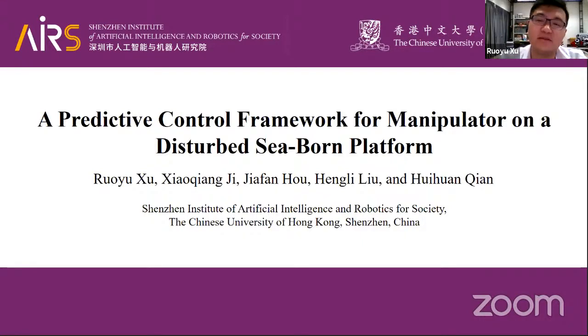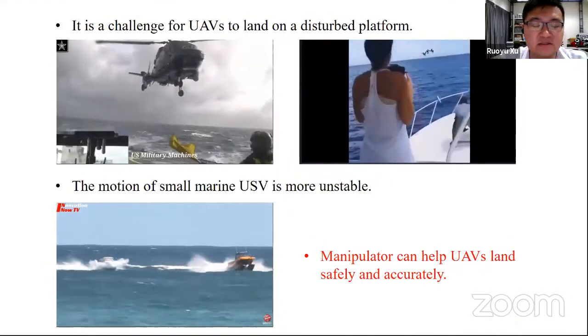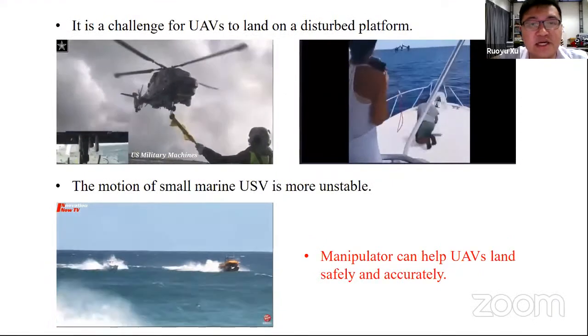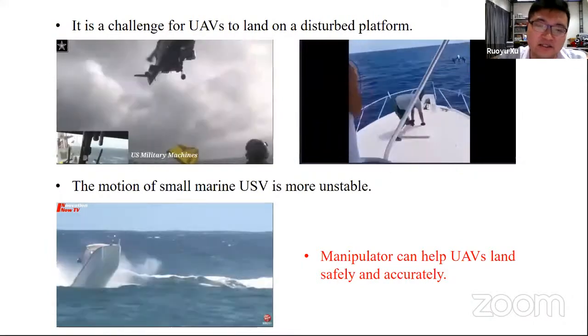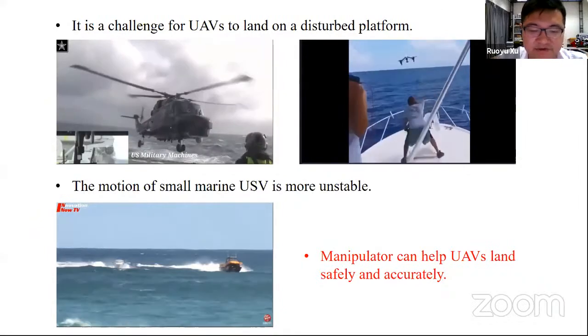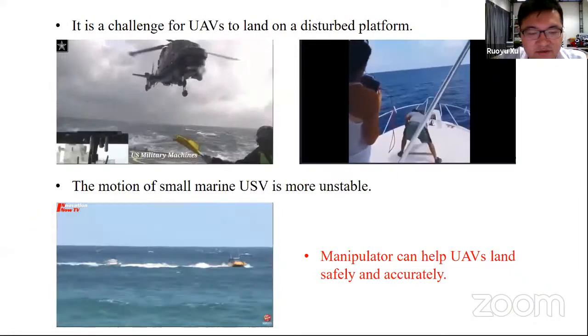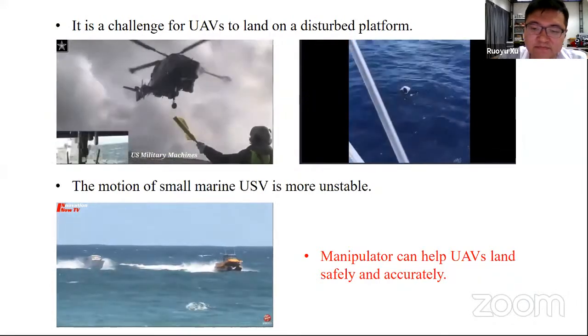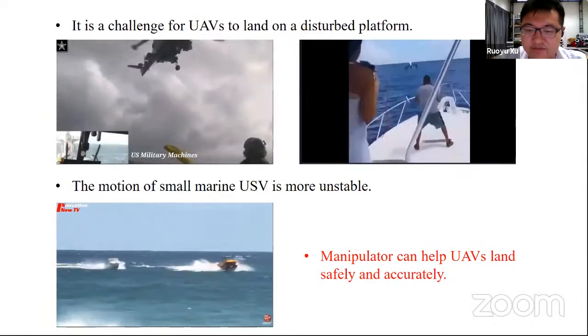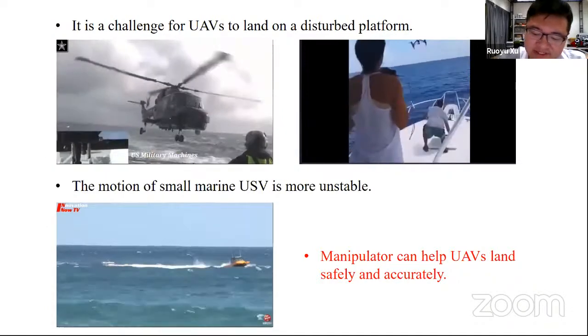Hello, everybody. Today I'm going to present a predictive control framework for manipulator on a disturbed seaborne platform. As we can see in these 2 videos, it's a challenge for a UAV to land on a disturbed platform. And it is more difficult to land a UAV on a small surface vehicle because a surface vehicle is more unstable. So we are going to use a manipulator to help the UAV land safely and accurately.